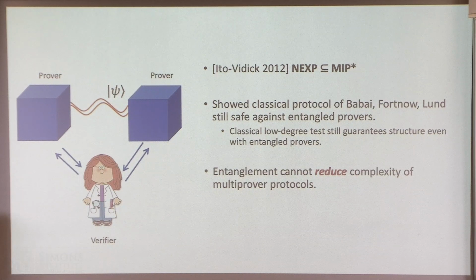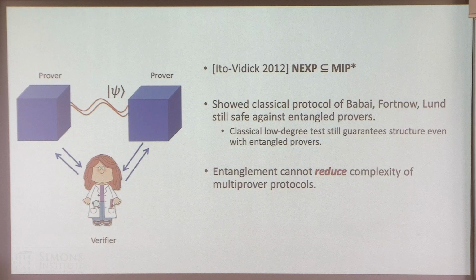I sort of told you that if you play this low degree test, there's no reason for the provers to use entanglement, right? Entanglement doesn't buy them anything. So you plug that in and you argue that this BFL protocol is still sound. These provers cannot trick a verifier. Right? So the upshot is that entanglement cannot reduce the complexity of multi-prover protocols.